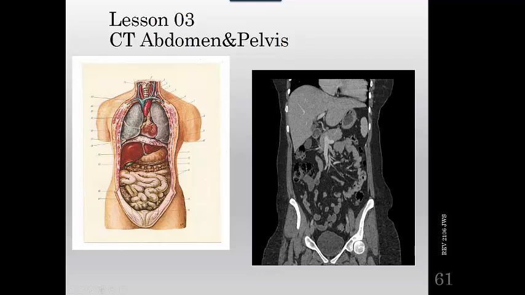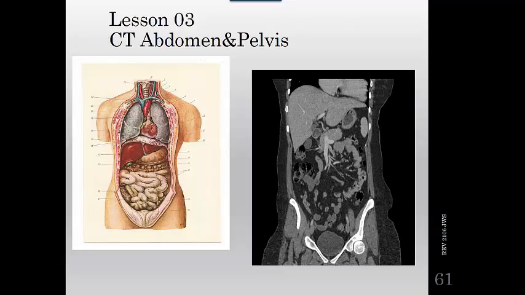Hello guys, this is CT4071. We're on lesson 3 now. We're moving out of the thorax and into the abdomen and pelvis area. And we'll be studying that for quite a while until we get close to the end of the semester. Then we'll talk about extremities.